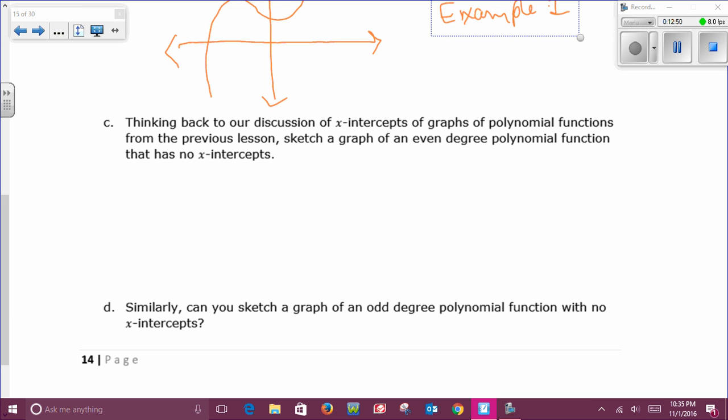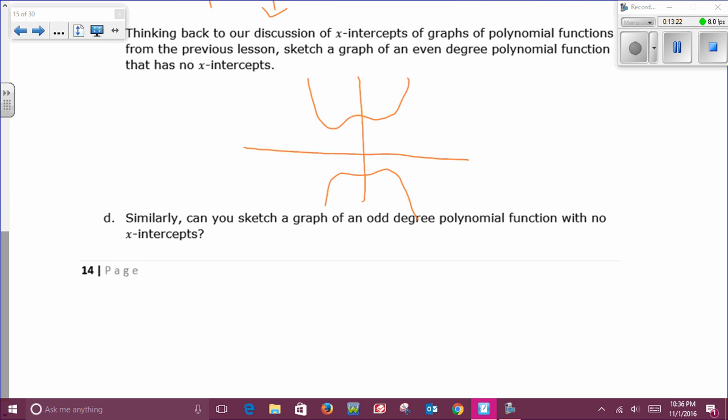Thinking back to our discussion of x-intercepts of graphs of polynomial functions from the previous lesson, sketch the graph of an even degree polynomial function that has no x-intercepts. Well, if something doesn't have any x-intercepts, that means it doesn't cross the x-axis. So we have two possibilities. You can graph any x to the fourth, and it's going to look something like this or something like this, and neither one of those has x-intercepts.